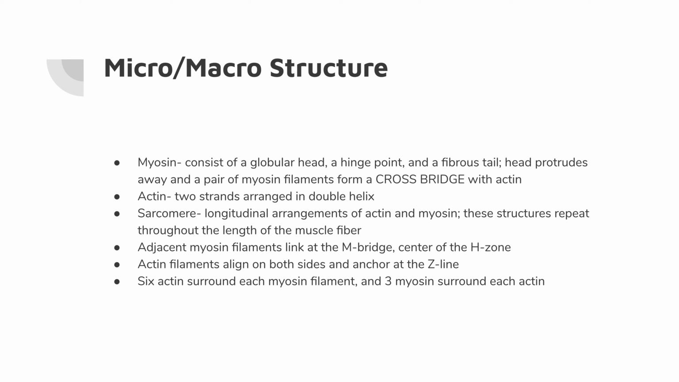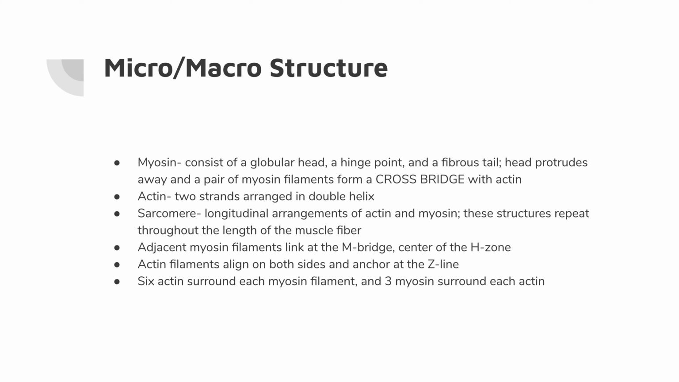Myosin, we're going to take a look at what this looks like as well after this slide, so just bear with me and try to create a theoretical picture in your head until we get there. Myosin is going to have globular heads, it's going to have a hinge point, it's going to have a fibrous tail, it's going to be the larger filament of our myofilaments. The head protrudes away from that fibrous tail, and then a pair of myosin filaments come together to form what's called a cross bridge, and that cross bridge is connected to the other filament, which is the actin.